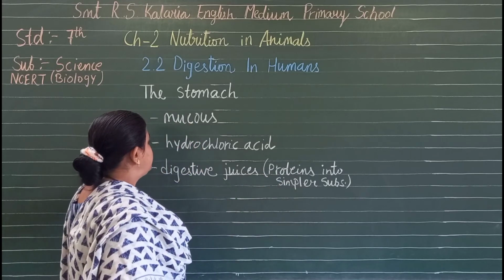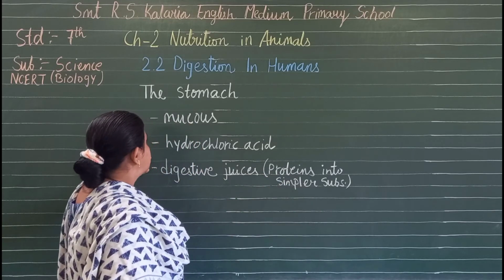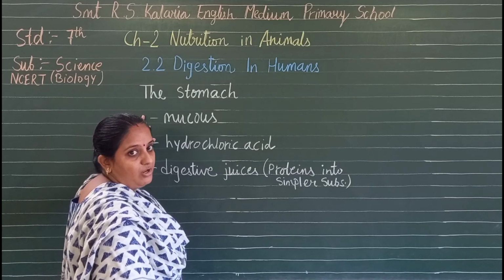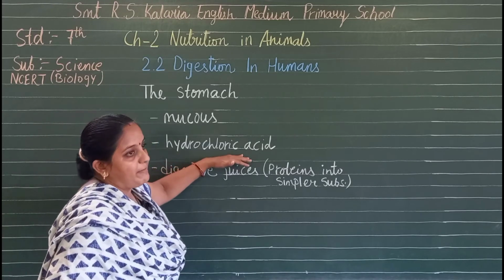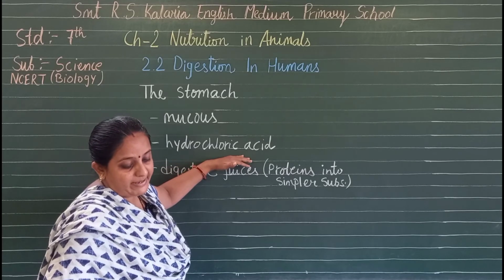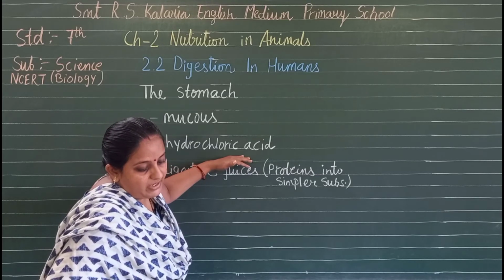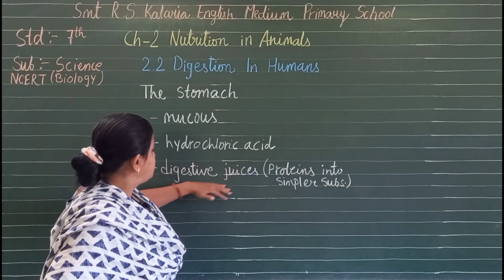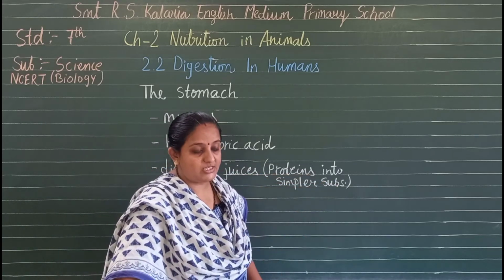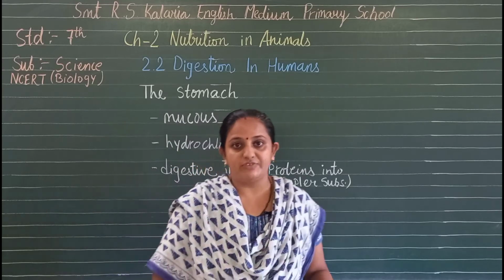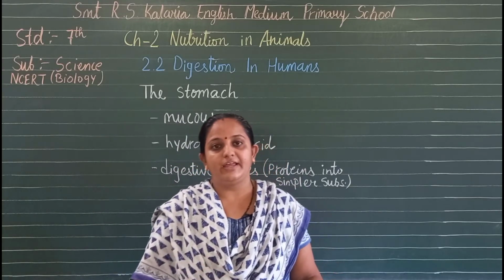So these three activities are performed in the stomach. Mucus protects the inner lining of the stomach. Hydrochloric acid kills the bacteria which enter along with the food and makes the medium acidic in the stomach, which helps the digestive juice to break down proteins into simpler substances. So this is the function of the stomach, which is the widest part of the alimentary canal.